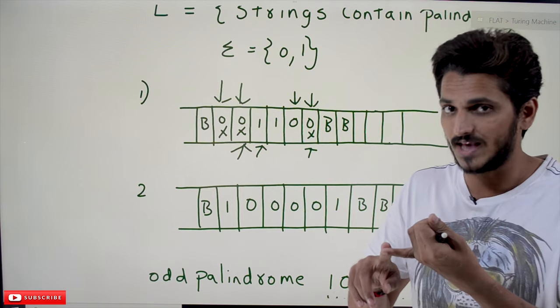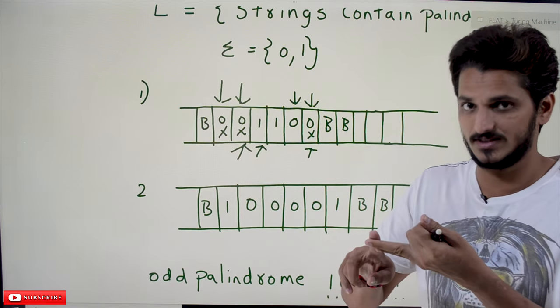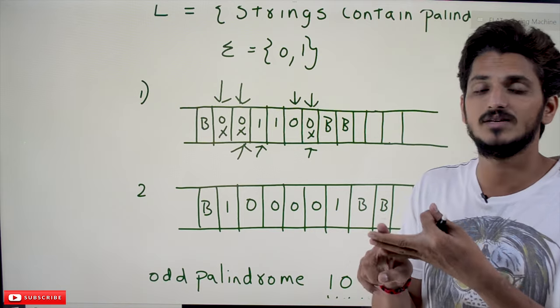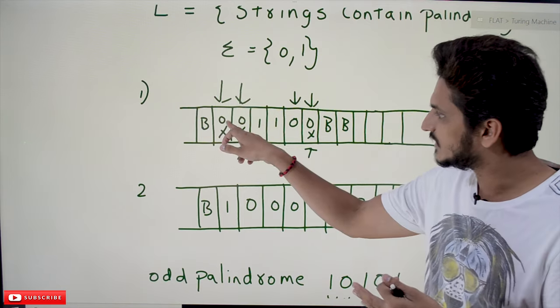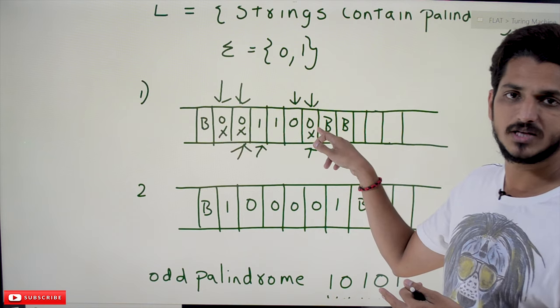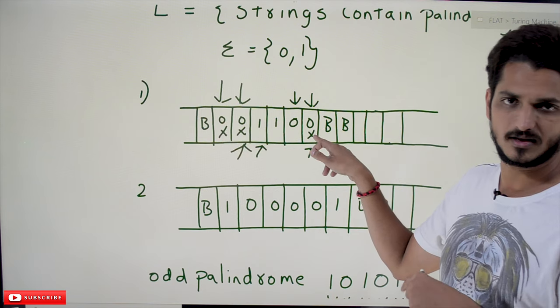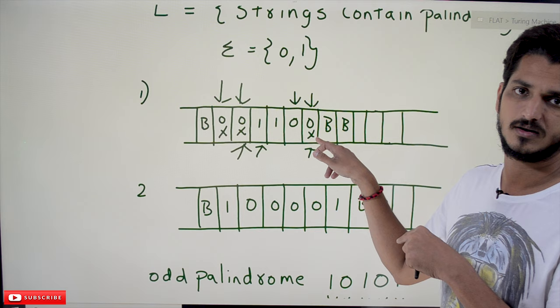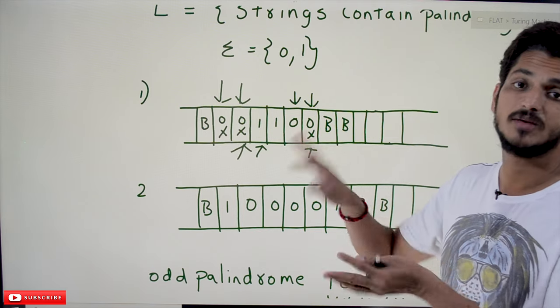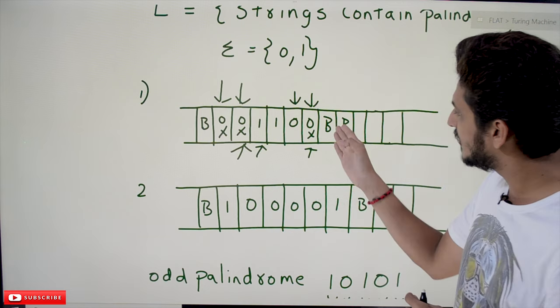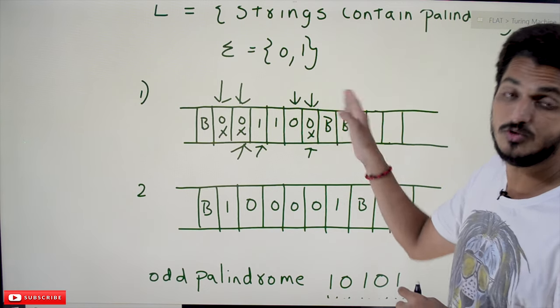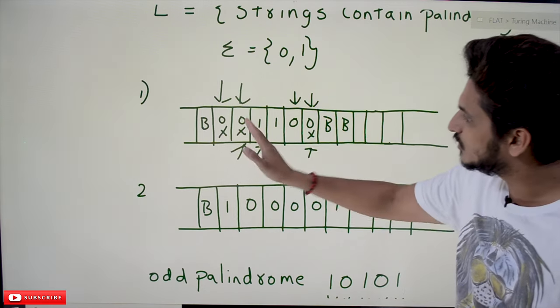Either you can see a blank symbol, or you can see an x symbol, or you can see a y symbol, based on the previous changes. If the first input symbol is 1 and the last input symbol is 1, what will be there here? Y will be there. So based on the previous symbols, you may find blank, you may find x, you may find y. So we have to repeat this.